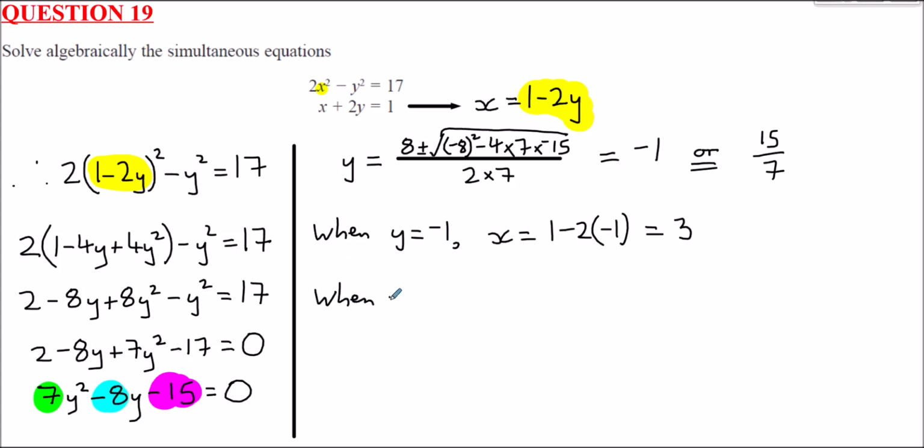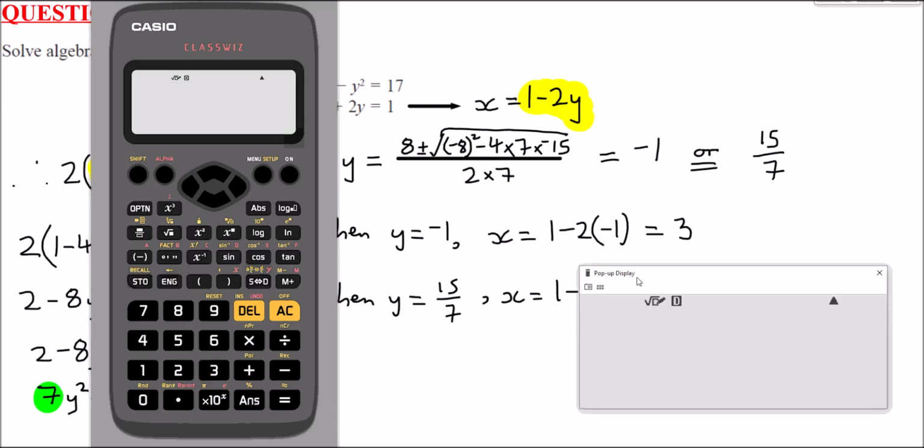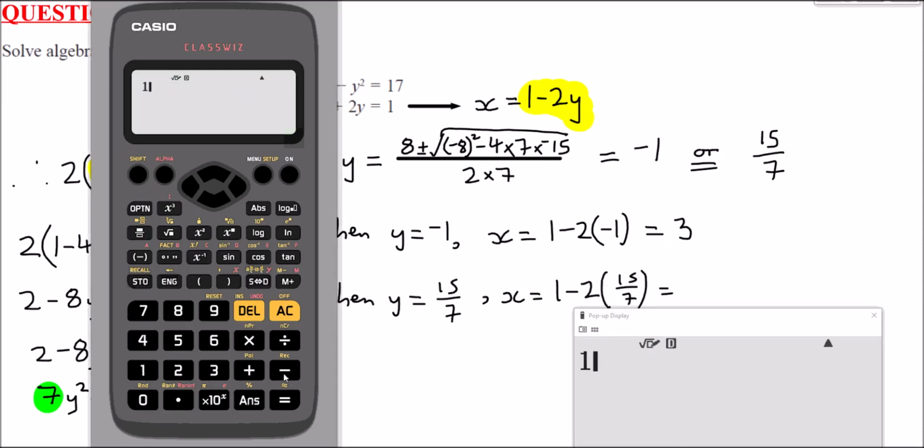Then when y equals 15 over 7, x will be 1 minus 2 lots of 15 over 7, which again we can fairly easily work out. So 1 minus 2 lots of 15 over 7 gives us minus 23 over 7.